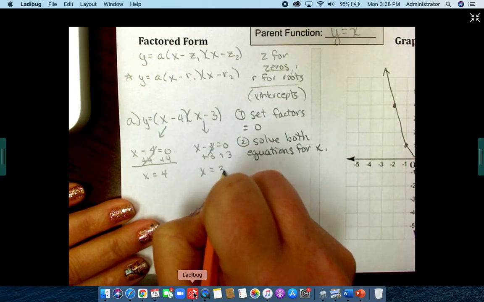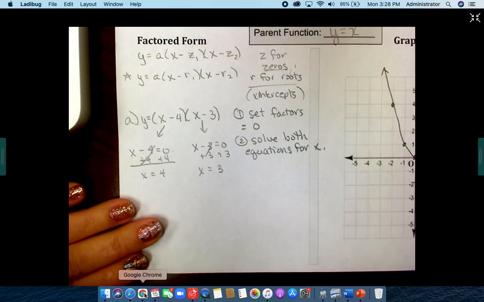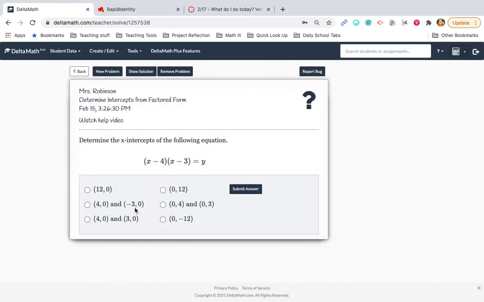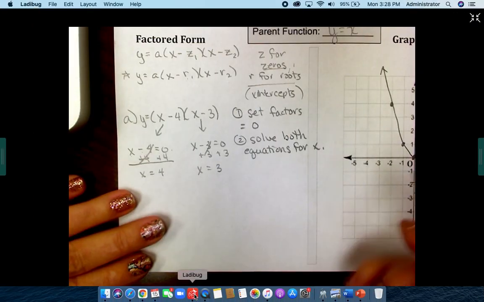So sometimes when you enter in your answers into Delta Math, they might ask it a different way. Luckily, these are multiple choice. So let's look at all these. Notice we have a bunch of ordered pairs, and some of them have 0 as the second number, and some of them have 0 as the first number. So how do we know which it is? So let's talk about that.